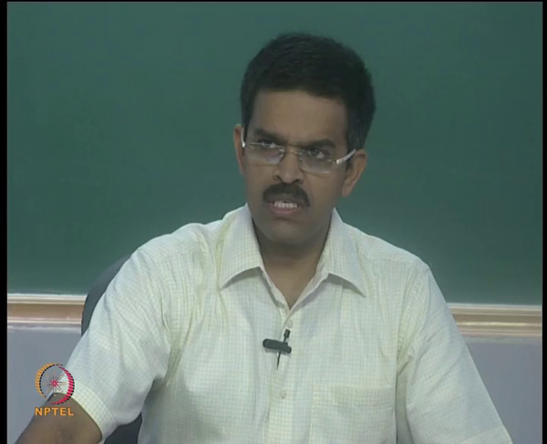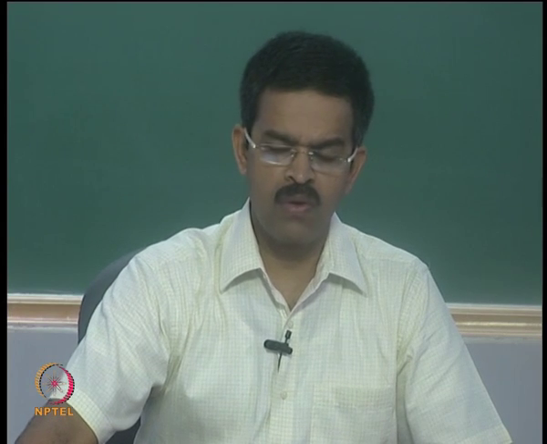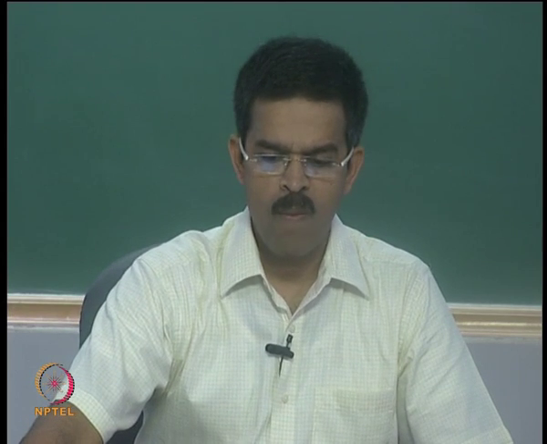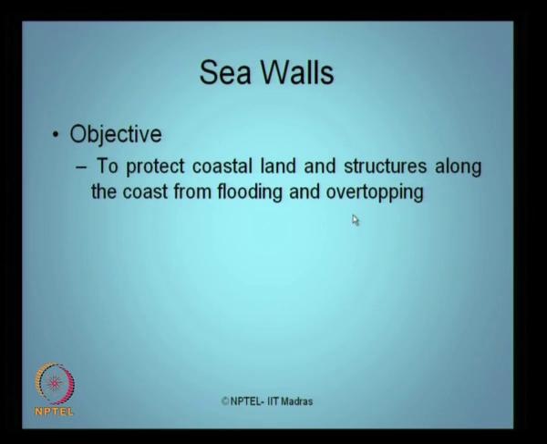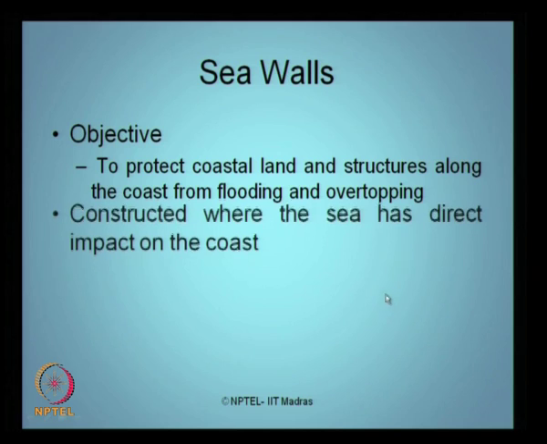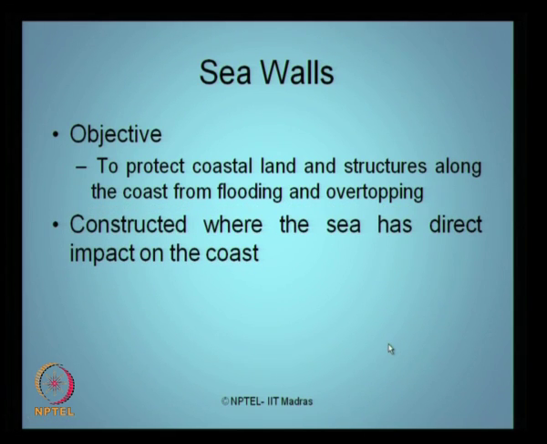The next type of coastal structure is what we call sea walls. The principal objective of a sea wall is to protect the coastal land and structures along the coast from flooding and overtopping. They are constructed where the sea has direct impact on the coast.